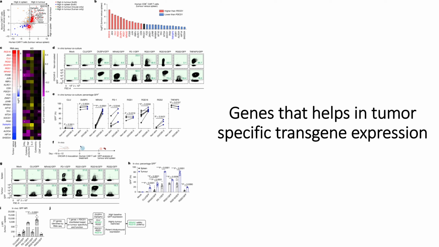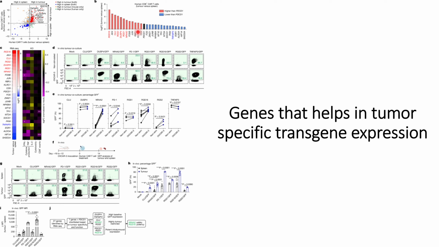What they were able to see is that there are many genes that are overexpressed in the tumors compared to the spleen. Out of these overexpressed genes, they found 27 best candidates based on their differential expression compared to the spleen. Out of these 27 genes, 12 of them have higher differential expression compared to their control case, that is PDCD1.